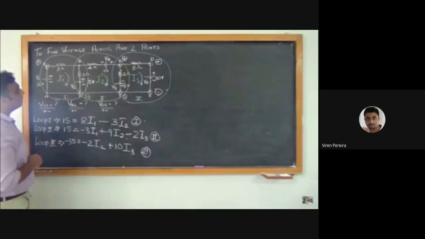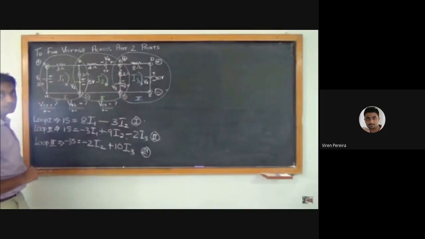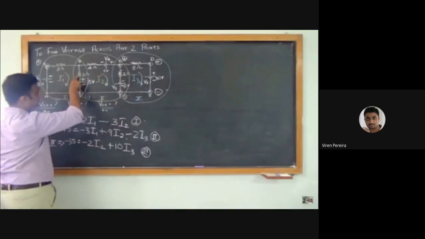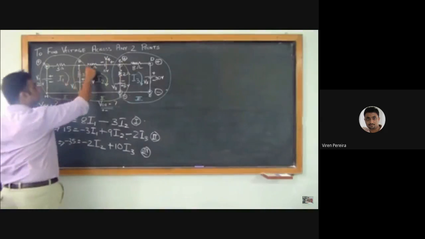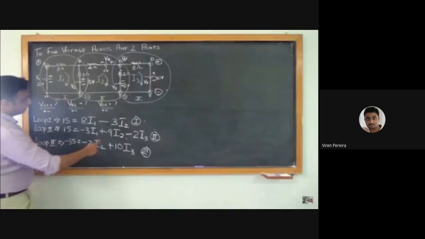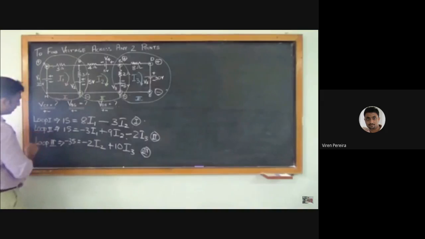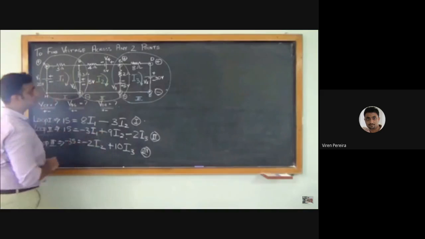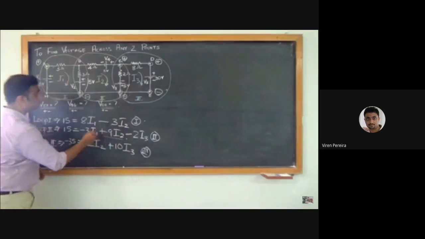How many resistors do we have? We have 3 ohms, 4 ohms, and 2 ohms. I2 is flowing in the 3 ohms, the 4 ohms, and the 2 ohms. So I add all these resistors. 3 plus 4 plus 2 gives us 9 I2. As I am talking with regard to loop 2, and loop 2 pertains to I2, I2 will always be positive. The others will be negative. So I got my 9 I2.